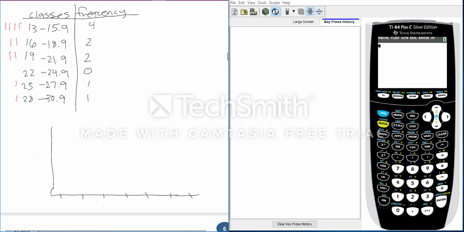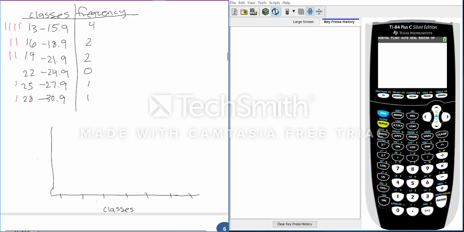So I'm going to still keep classes on the x-axis. Then we're going to label the classes themselves for each of these categories, or we're going to label the lower class limits for each of these marks, or we're going to label the boundaries if you wanted to, or you could label the midpoints if you wanted to in between each of the classes.